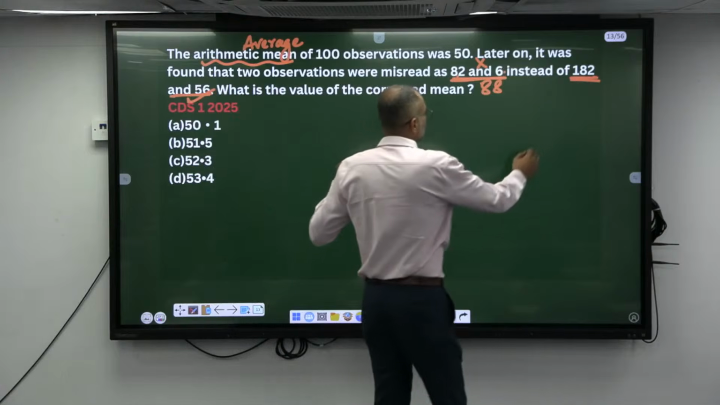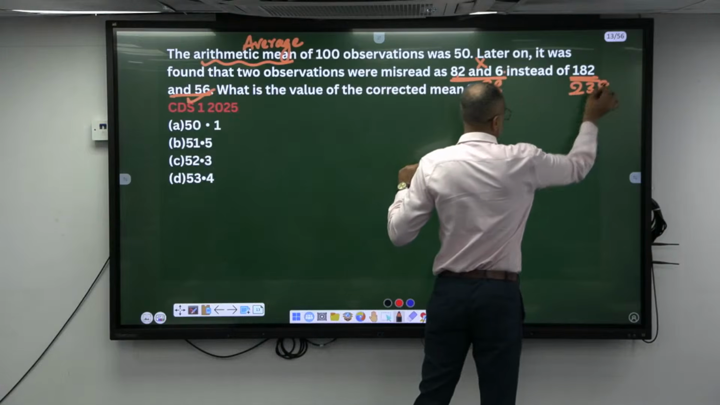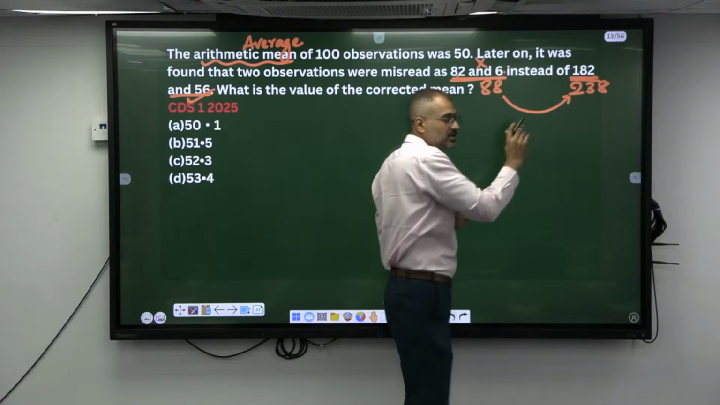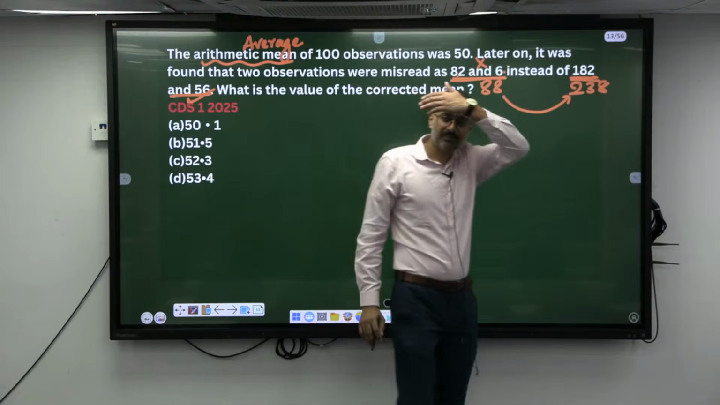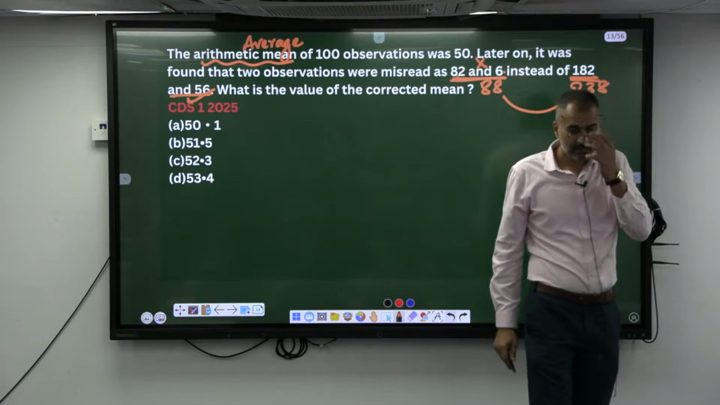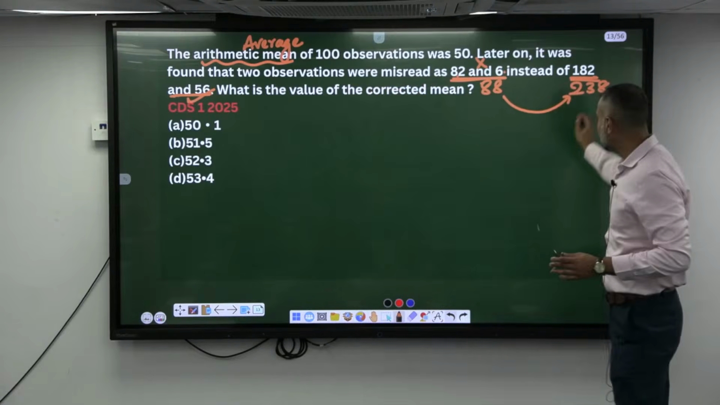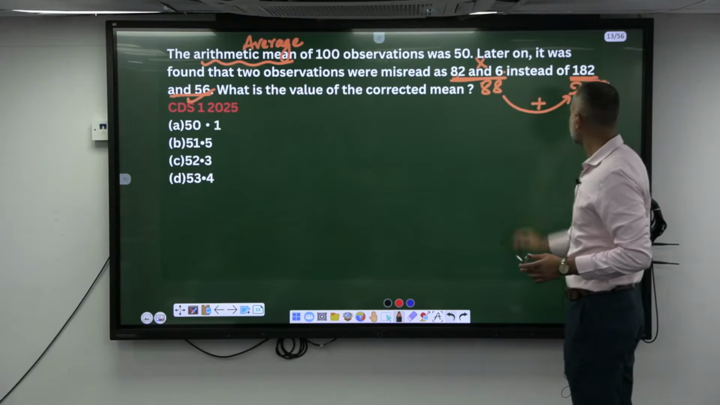So 238. Now, if I take the difference, should I have to add or subtract from the sum? ಏನು ಮಾಡಬೇಕ್ರಿ? ಆಡ್ ಮಾಡಬೇಕಾ? ಜಾಸ್ತಿ ಬರಬೇಕಿತ್ತಲ್ವಾ, ಕಡಿಮೆ ಆಗಿದೆ. ಸೊ ಏನು ಮಾಡಬೇಕು ಈಗ? ಕರೆಕ್ಷನ್. I have to add.